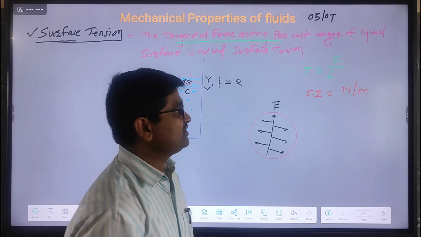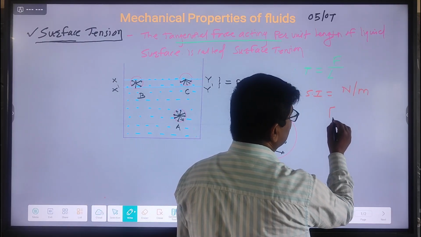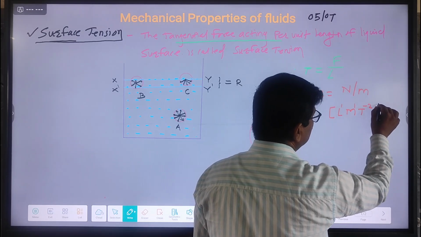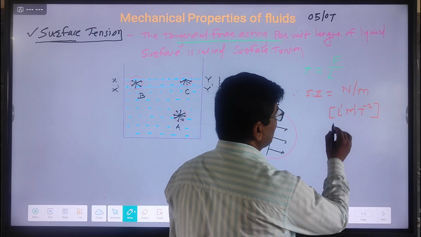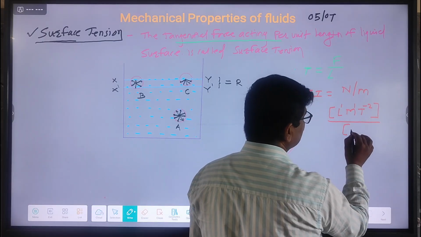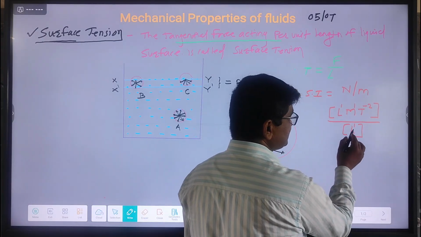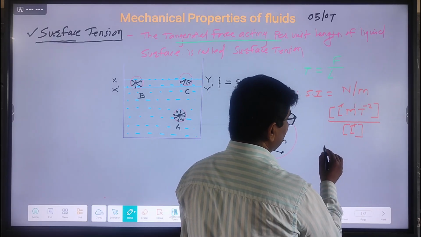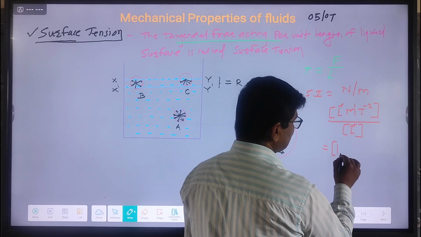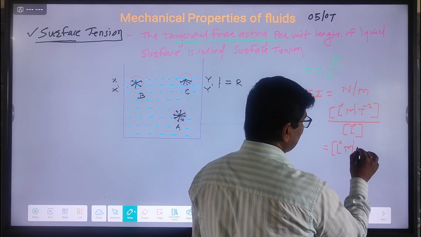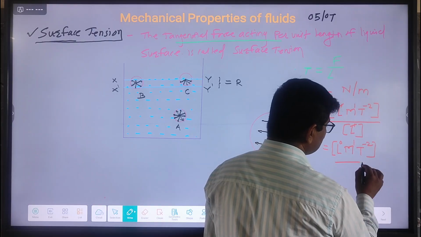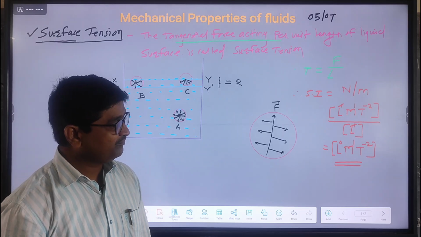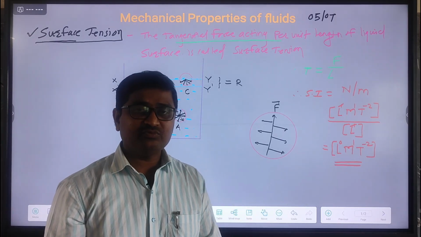And what is the dimensional equation? We know that the dimensional equation of force is L1 M1 T minus 2. And the dimensional equation of length, that is meter, is L1. So this L plus 1 in the denominator becomes L minus 1 in the numerator, so we get L minus 1, and the L cancels, and we get the dimensional equation of surface tension as L0 M1 T minus 2. What is the unit of surface tension? Newton per meter, and the dimensional equation is L0 M1 T minus 2.